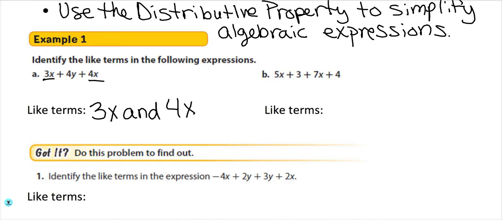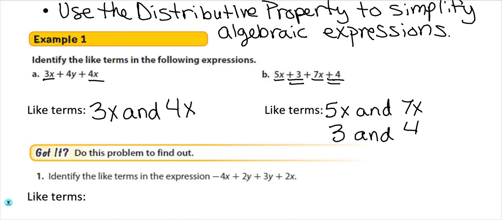All right, let's take a look at letter B. We have 5x plus 3 plus 7x plus 4. I could put the 5x and the 7x together to make 12x, so that's one. Is there anything else I could put together separately? The answer is yes. I could put my 3 together with my 4. So again, it's what could I add and subtract together?